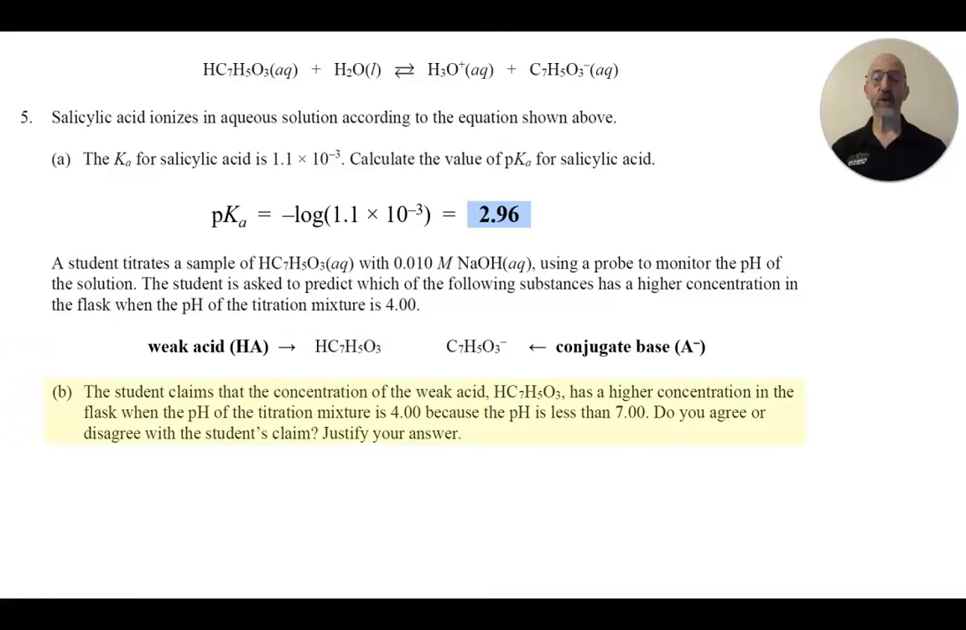Now, it says that the student claims that the weak acid has a higher concentration in the flask when the pH of the titration mixture is equal to 4.00, and they said because the pH is less than 7. Do you agree or disagree with the student's claim? Justify your answer. Well, if you remember some of the essential knowledge statements for topic 8.7, then you know that we should be comparing the pH of the solution with the pKa value.